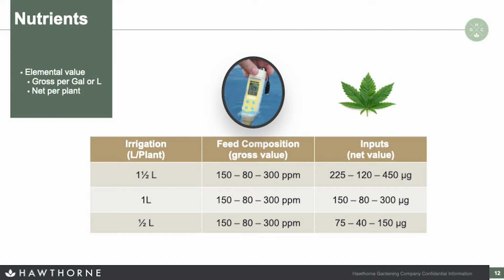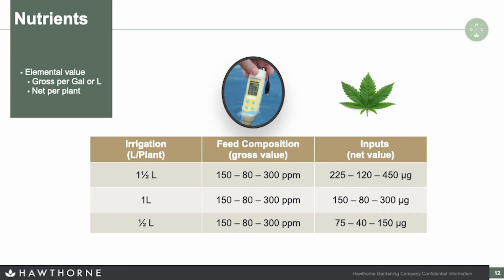In that example here, we've got a nutrient solution, as indicated by the central column, composed of 150 ppm of nitrogen, 80 ppm of phosphorus, and 300 ppm of potassium. We apply it at the rate of 1.5 liters per plant, probably per day, depending on the size of the plant. That will provide to the pot 225 milligrams of nitrogen, 120 milligrams of phosphorus, and 450 milligrams of potassium.